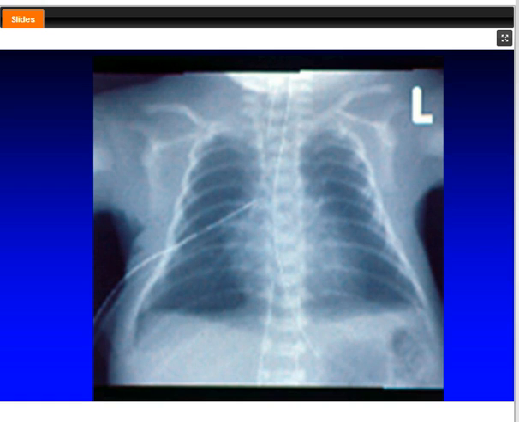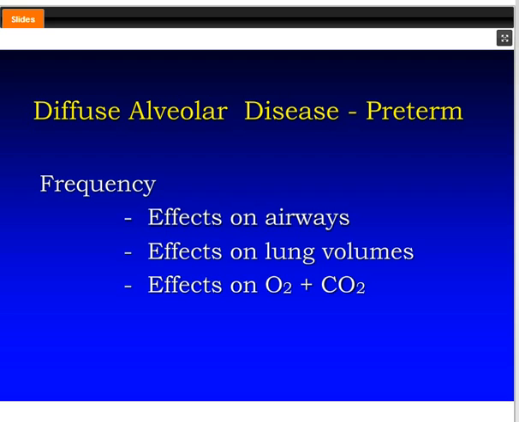Well, what about frequency? Frequency's effect on the airways is minimal because it's peak to trough issues, but the faster the frequency, the smaller the peak to trough, so you really aren't opening airways very effectively. Its effect on lung volume is if you're too fast, you'll tend to overdistend the lung by air trapping, and then you will have an adverse effect on oxygen and carbon dioxide.